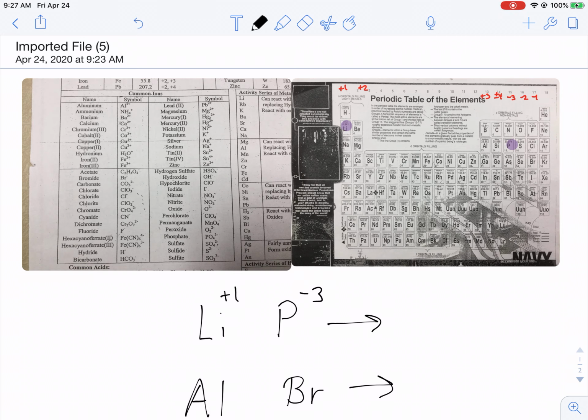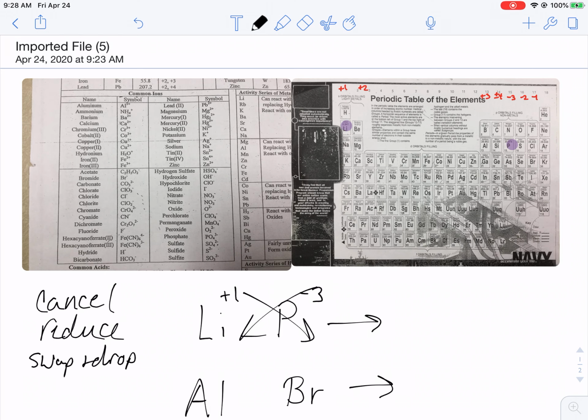Now I have to remember my 3 questions: cancel, reduce, swap and drop. The 1 and the 3 don't cancel. They don't reduce, so I'm going to swap and drop. And that would be the answer for that first problem.